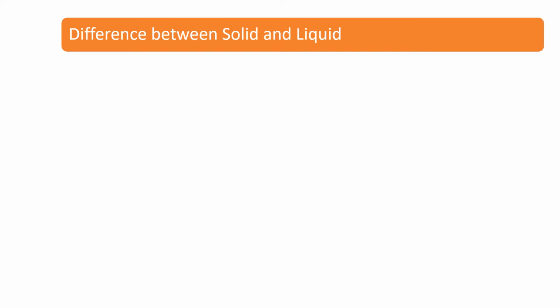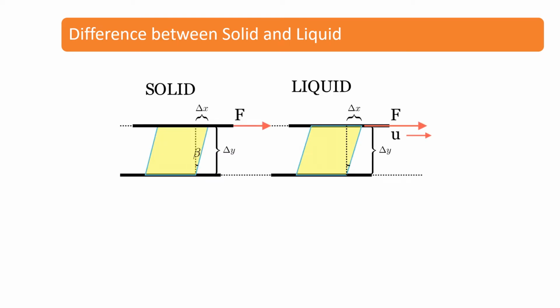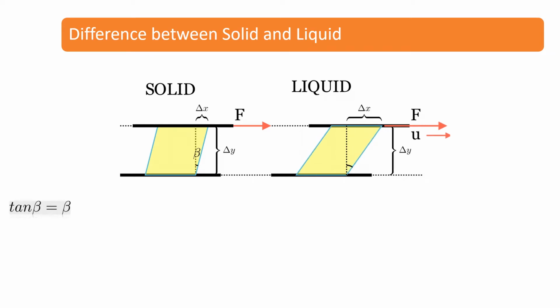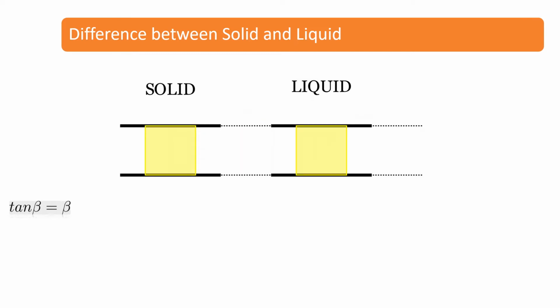So what is the difference between a solid and a liquid? We have discussed it earlier, but let us discuss it again. You can see in a solid, when a force is applied, a shear stress develops and it stops deforming after a limit. In a liquid, when a tangential force is applied, it will deform continuously without any resistance. That is the definition of a fluid.